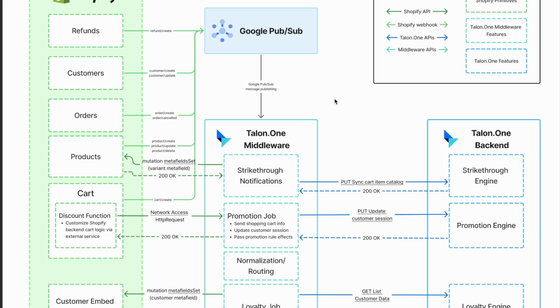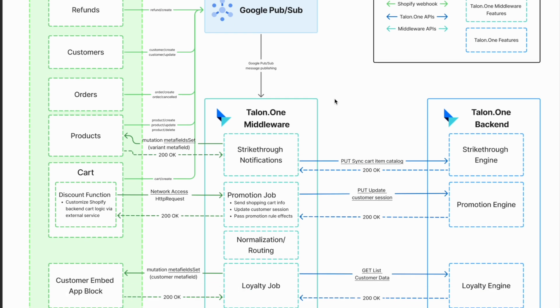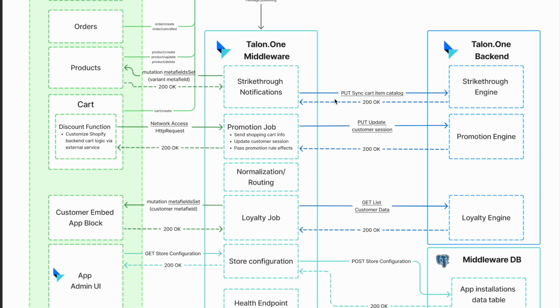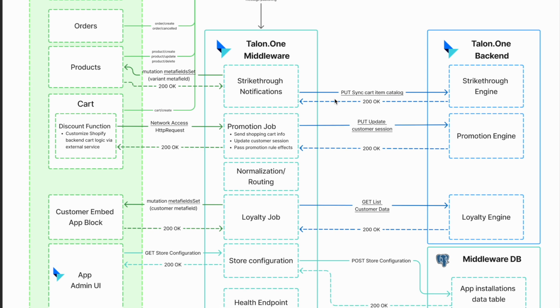Other information we make sure to sync up is the information about Shopify products and variants. Whenever a product is created, updated, or deleted, that information is populated through the middleware in order to update a Talon.One catalog. With those catalog updates, that means we can power our strike-through engine, which in addition to strike-through pricing can be used for various product labeling use cases.